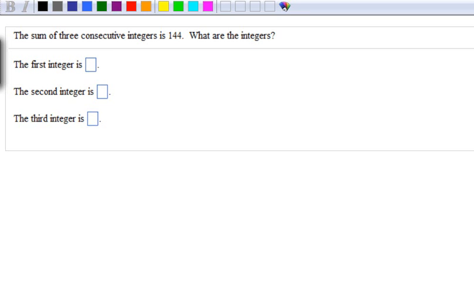So first of all, what is consecutive? Consecutive means three numbers in a row, three consecutive integers. For instance, it could be 1, 2, 3, or it could be 4, 5, 6. We do not know. We are looking for three consecutive integers whose specific sum happens to be 144.